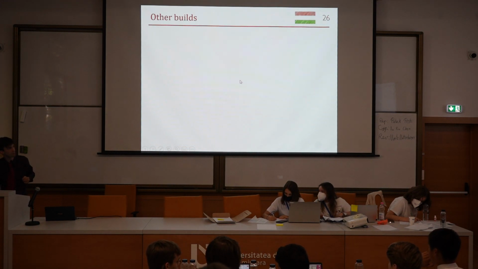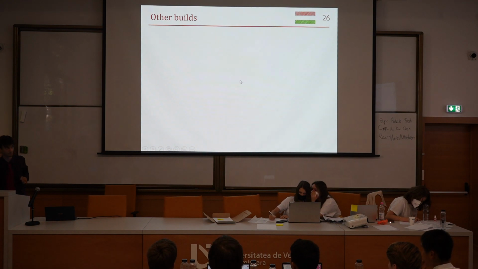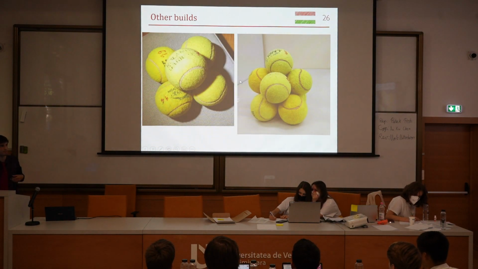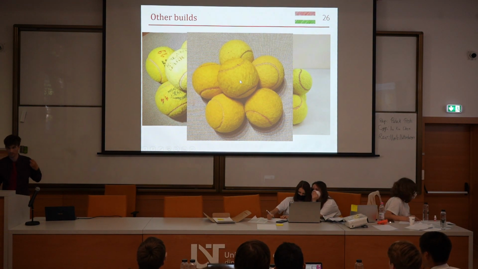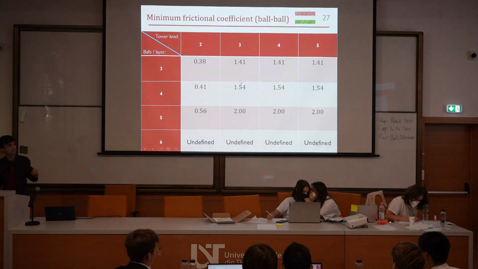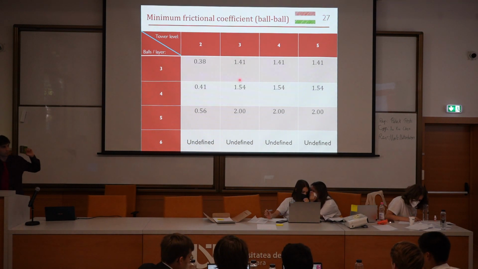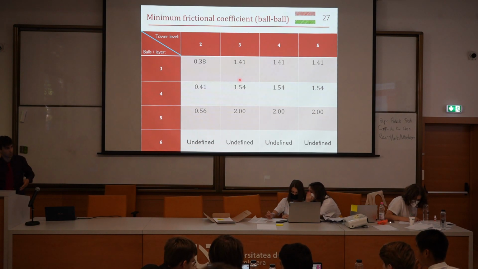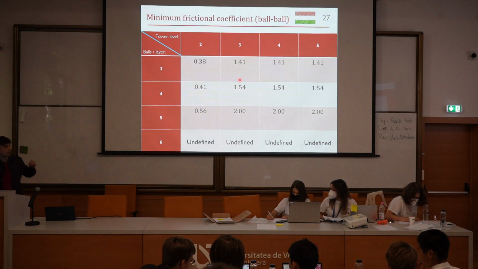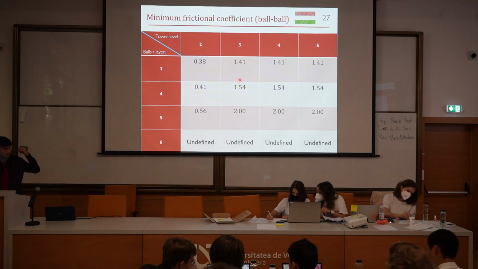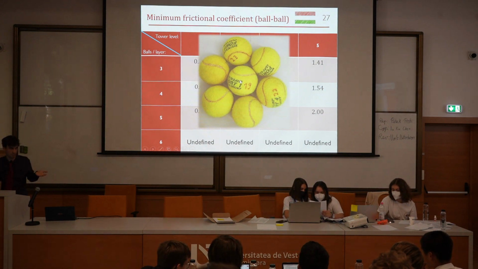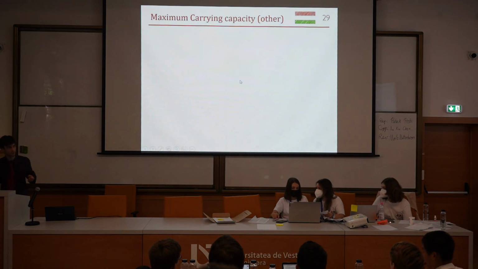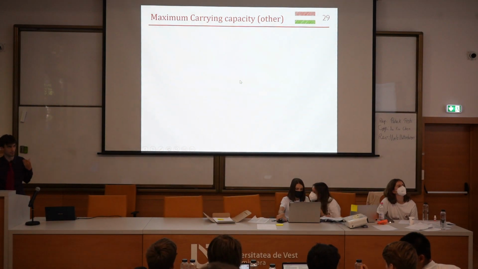So let's look at what happens at other towers at other widths. Firstly, I have calculated the necessary frictional coefficients between the balls for such towers to be stable. Here we can see that depending on the tower level and the balls used per layer, we see the necessary mixed frictional coefficient within the balls. At balls per layer equal to 6, I wrote undefined, since in that case a tower can be built. Now, let's look at the maximum carrying capacity of these other towers.